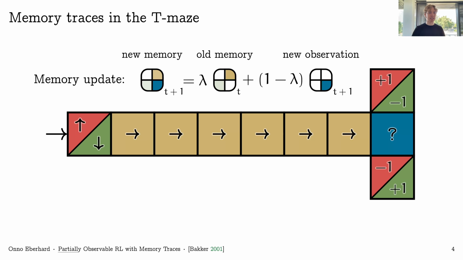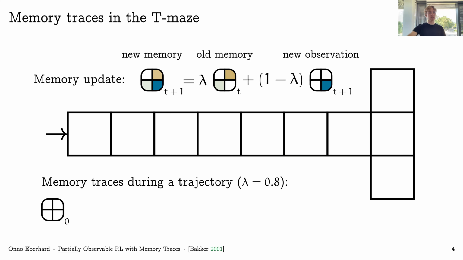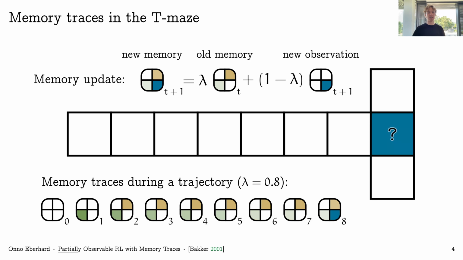Now, why would this be a good approach? Let's look again at the T-maze. Again, we start at the left with an empty memory trace, and then we get our first observation, and according to the formula, we just add it to our previous memory. We get the next observation, we scale down the previous memory, and we add the new observation, and we go on like this until we reach the decision state. In this case, we can see that this information from the very beginning is still visible in the memory trace, which we can use to make the right decision.